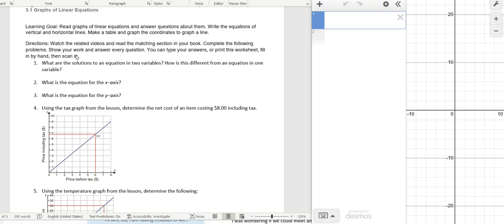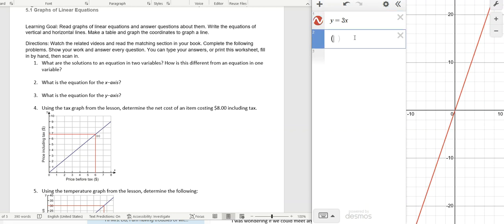So first off, we have: what are the solutions to an equation in two variables? This is from the reading in your book, but the answer is, if you have an equation in two variables, like y equals 3x, the solutions are all the points that are on this line. So the solutions are coordinate points, and they'll have an x value and a y value. For example, let's look at this point right here. This is the point (4, 12).